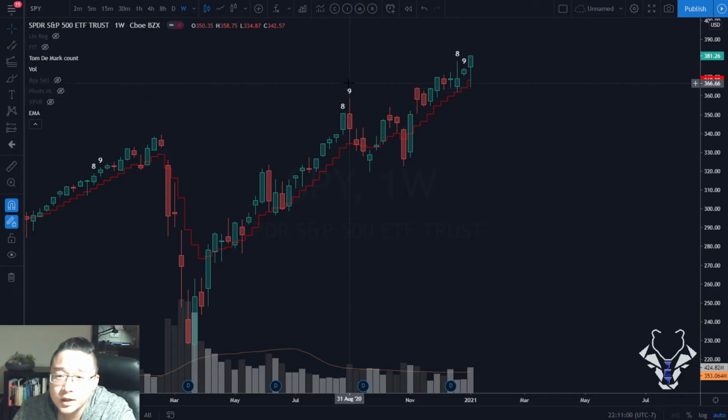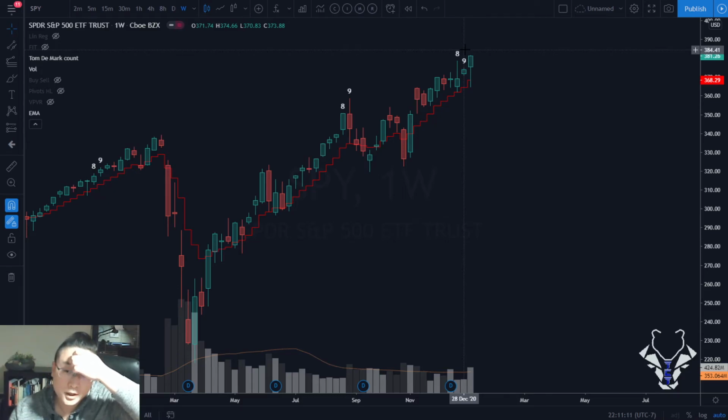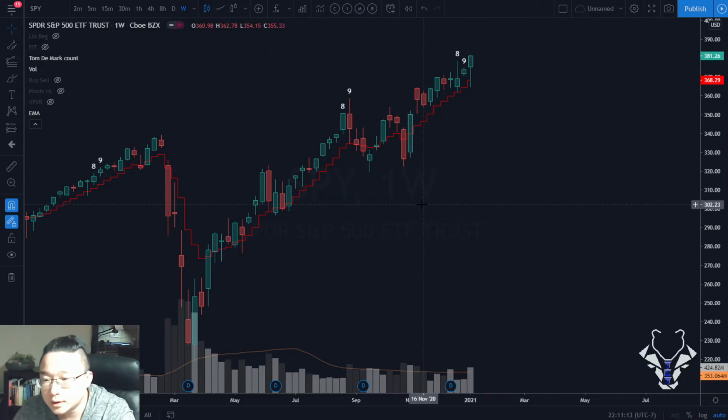The one time that I printed the 9, it came back, and now we've recently just printed a 9 as well. This is just a signal. Don't use it as a leading indicator. Look at all your other indicators. Do they line up for a pullback?